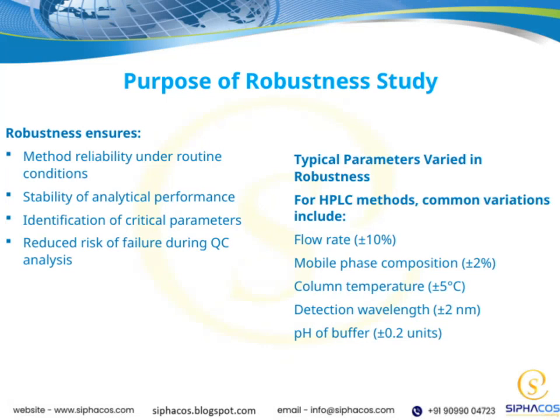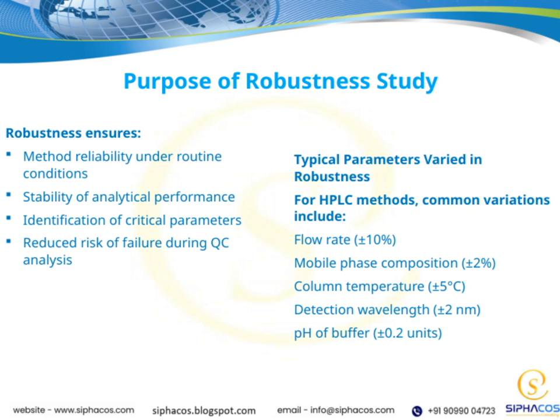In this slide, I want to highlight the typical parameters that are often varied during robustness testing of HPLC methods. When we talk about variations, we're referring to small, deliberate changes to see how they impact the method's performance. For example, flow rate is usually varied by about plus or minus 10%. This helps us understand how sensitive our method is to slight fluctuations in flow conditions. Similarly, mobile phase composition can be adjusted by about 2%, which might reflect slight variations in solvent mixing.